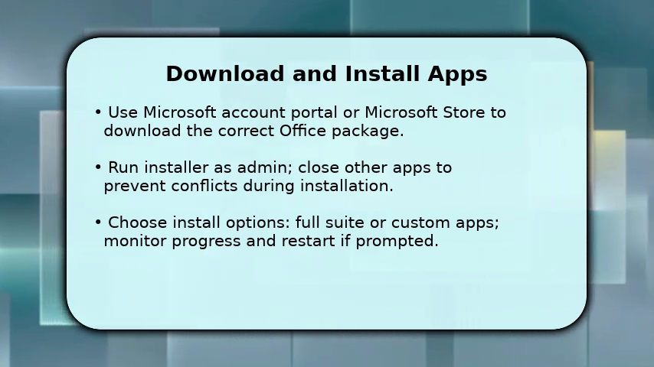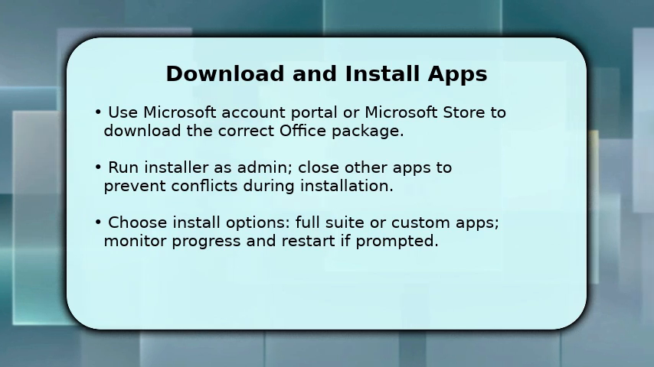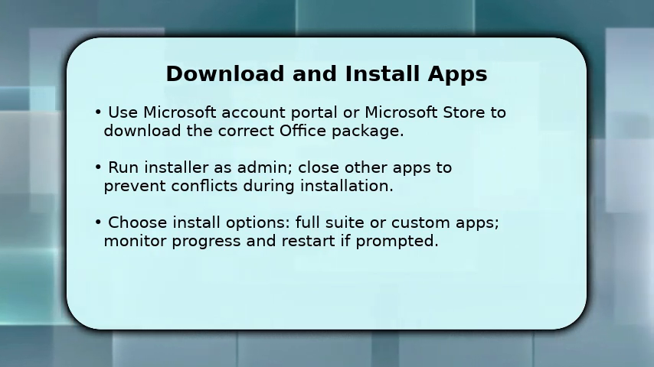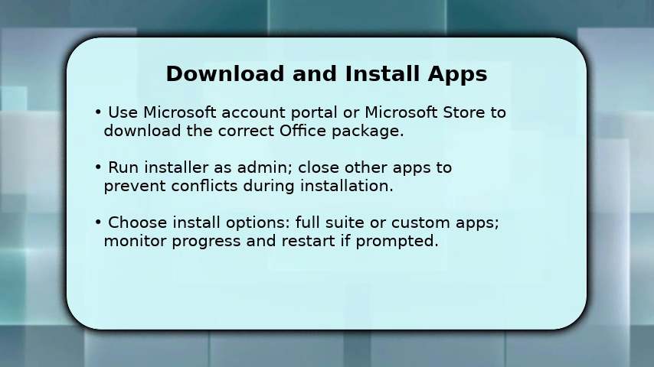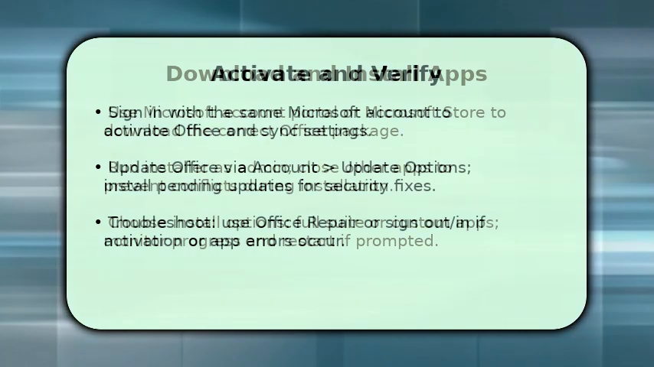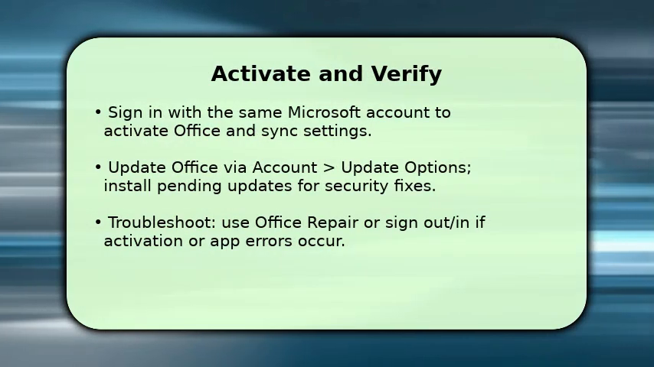Monitor progress and allow any required restarts. This helps finalize system integrations, like file associations, and start menu entries without corruption. You finish by activating Office with your Microsoft account so apps recognize the license and sync preferences across devices.